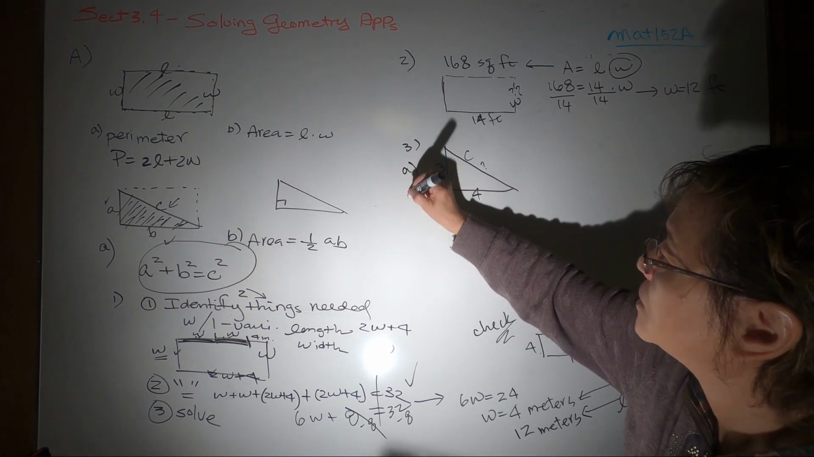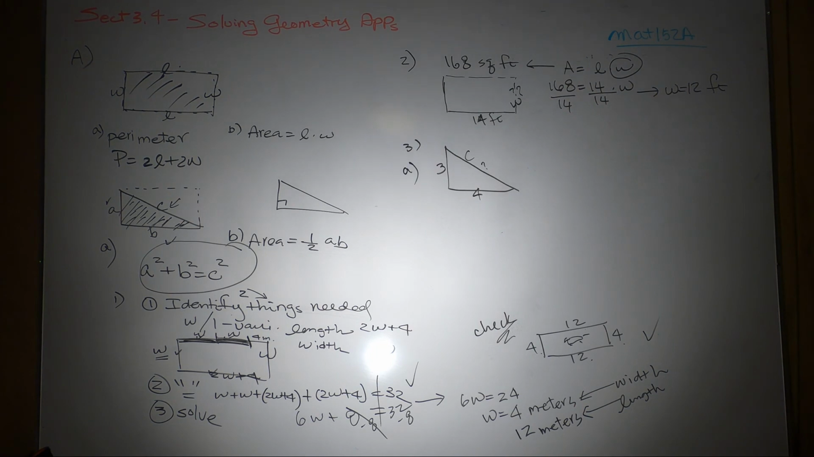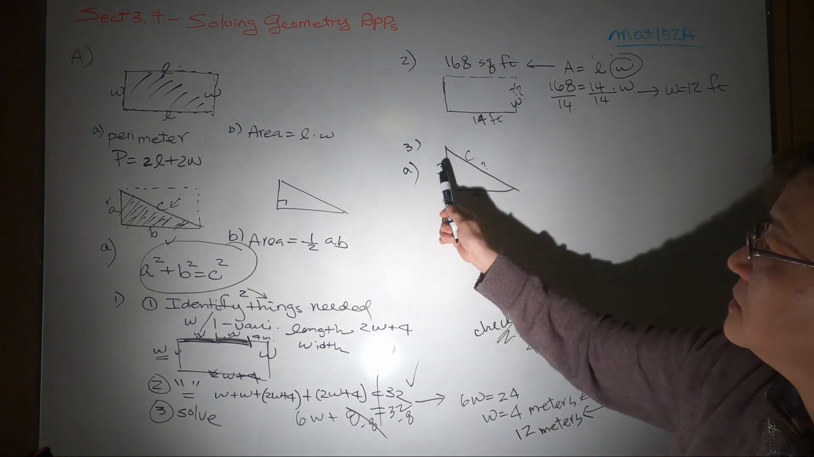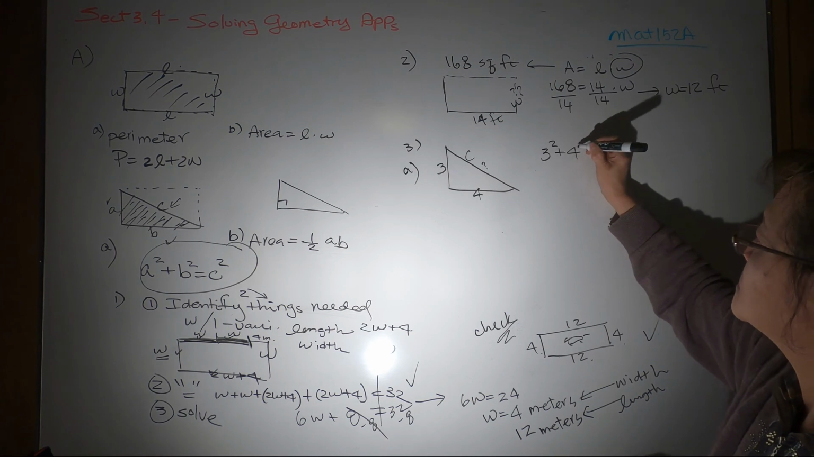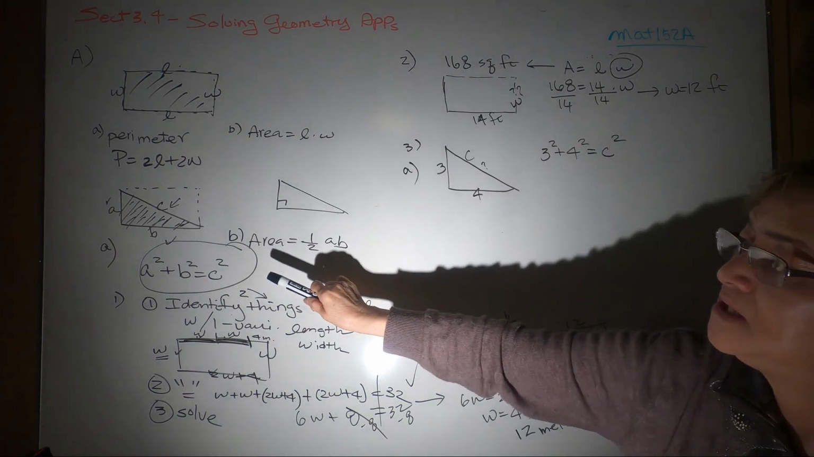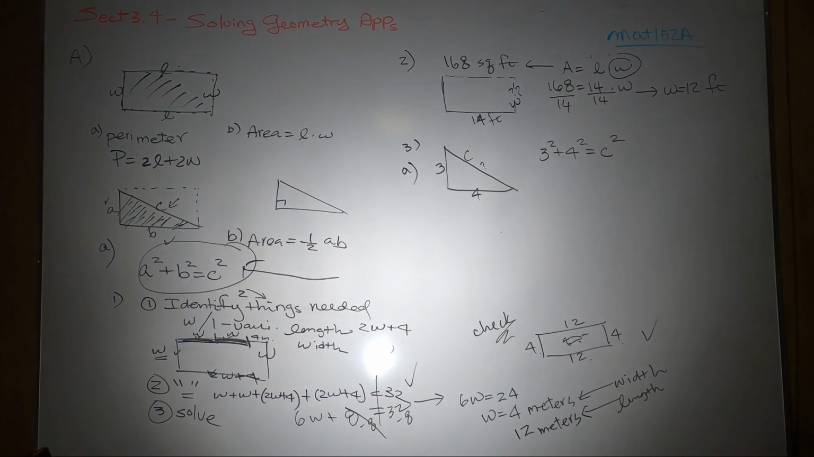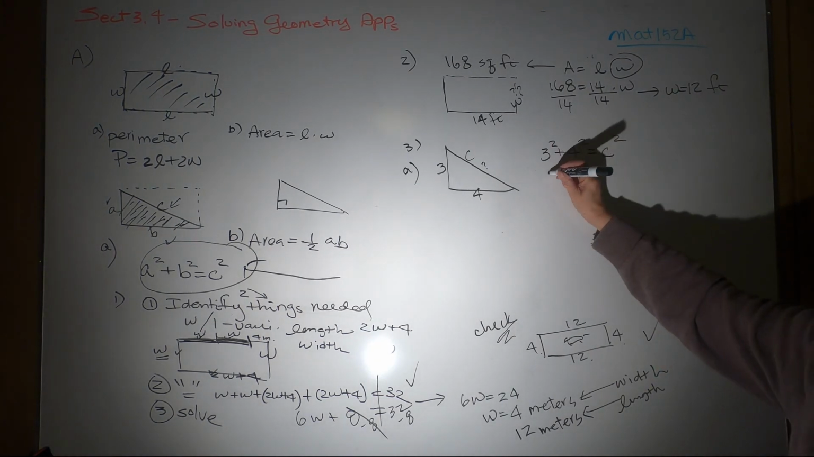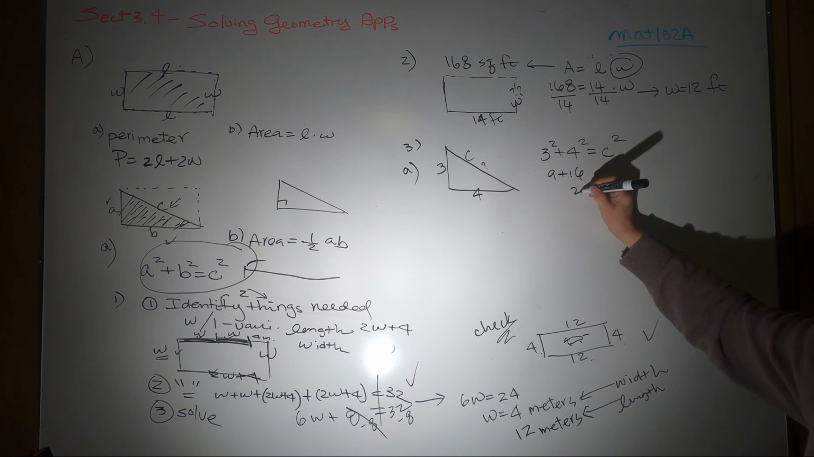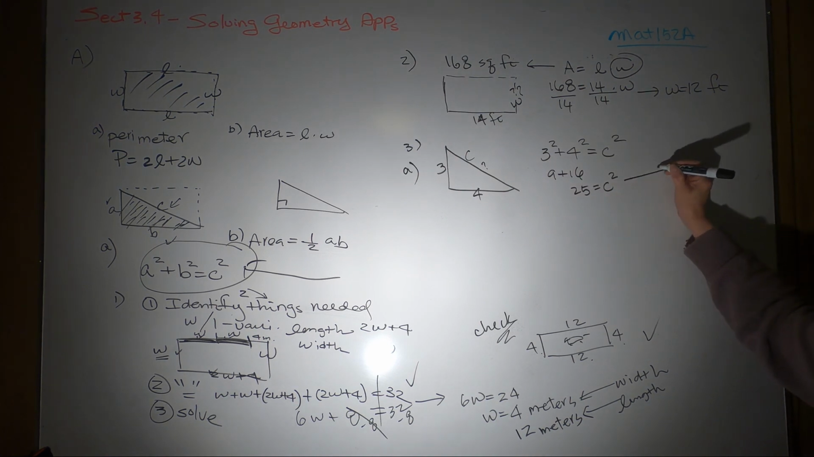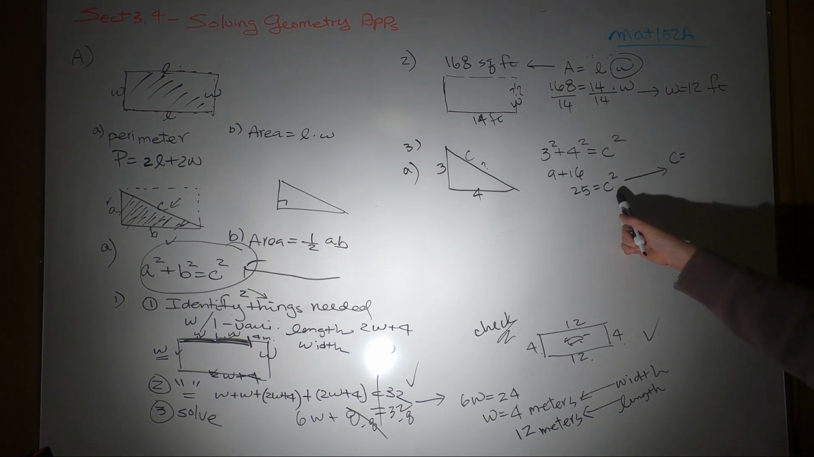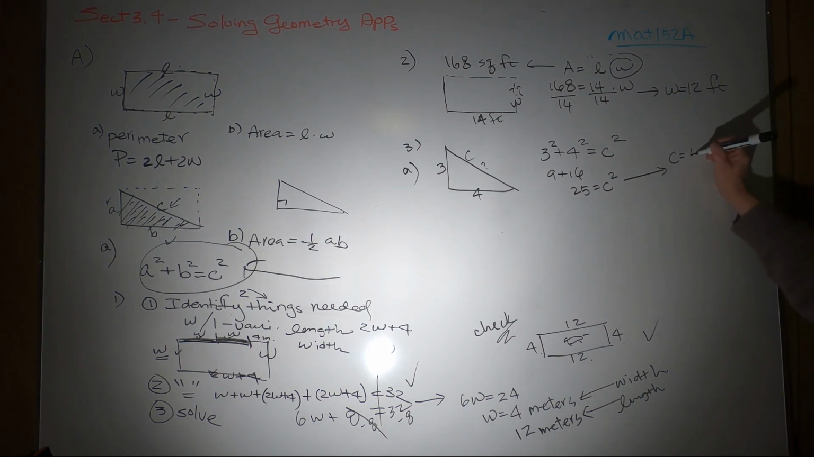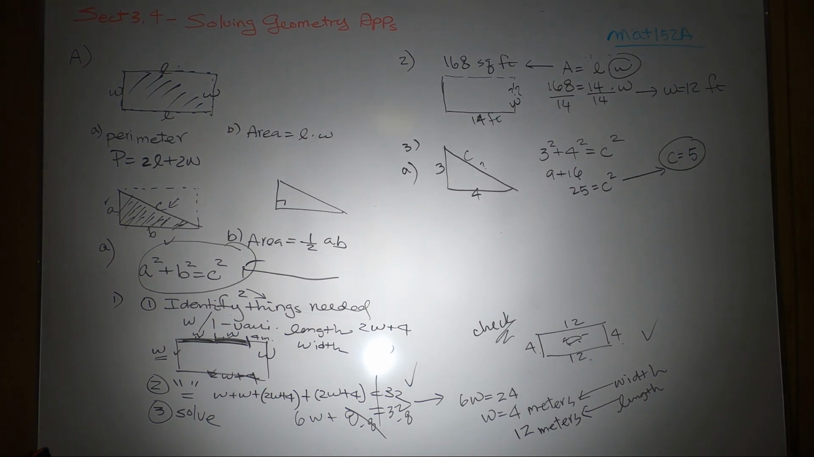Okay, so what do you think? How long that would be? According to this, 2 legs, so 3 squared plus 4 squared is supposed to be what? C squared, right? So 3 squared is what? 9 plus 16, which is 25 equals C squared. What do you think your C is? Which number multiplied twice is 25? That would be 5. That's how you find it.